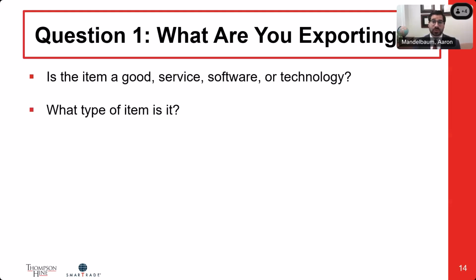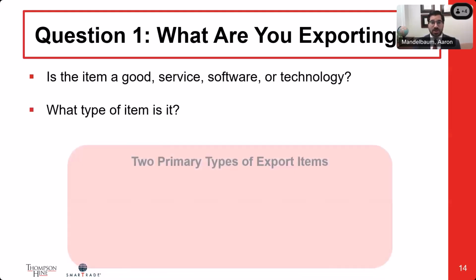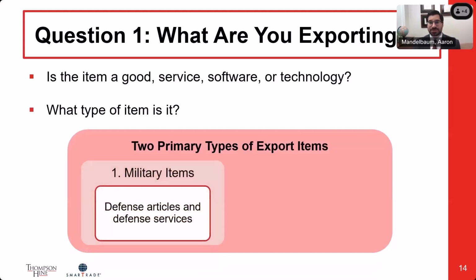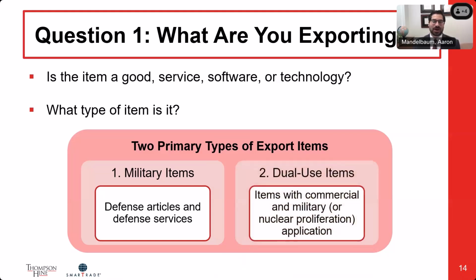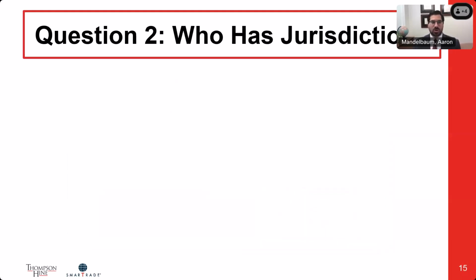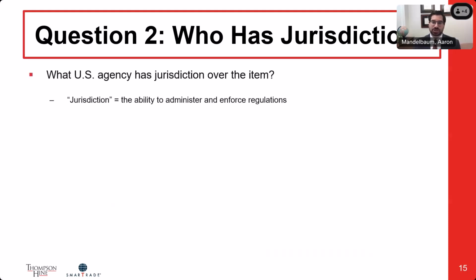When you talk about US export controls, there are 2 primary types of items. There are military items, so think defense articles and defense services, which we will define in a moment. And then there are also what's called dual use items. These are items with commercial and military or nuclear proliferation application. For the first group of items, think Defense Department, the Pentagon. With the second, think more of civilian items, but on second thought, maybe they could be repurposed for a military want or need. And that's really important because it feeds into our second question, which, if you recall, is who has jurisdiction? The question really is what agency has jurisdiction over the item?